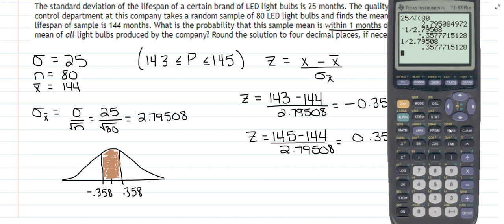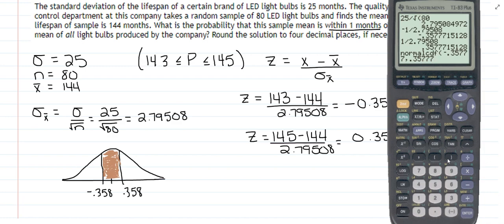Oh, hold on, my calculator just erased it for some reason. I think my num lock might be on. Let's see. Okay, so we'll go normal CDF, so second distribution, normal CDF. My lower limit, -0.35777. And comma, if I have the 83, if I have the 84, I just go down to upper limit, 0.35777 for the upper limit.